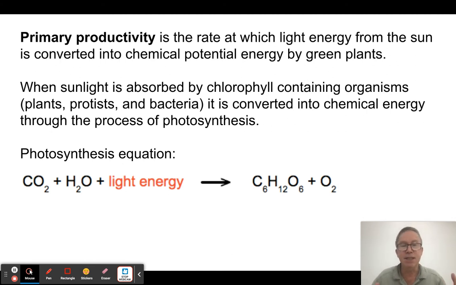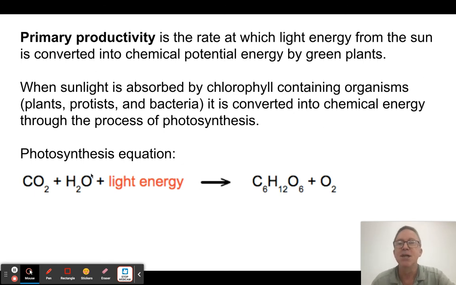So basically, anything that contains chlorophyll, green plants, some bacteria, some protists, they're able to take sunlight and through the process of photosynthesis, which I'm sure you learned about in biology, they're able to store this energy in a molecule called glucose. So please, you've got to know this equation. This one is essential that you memorize, okay?